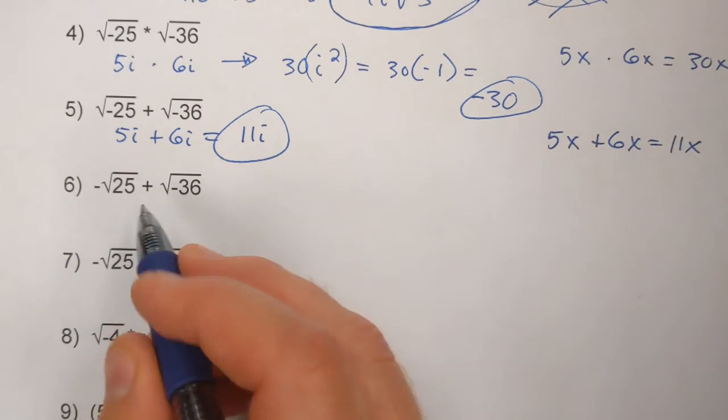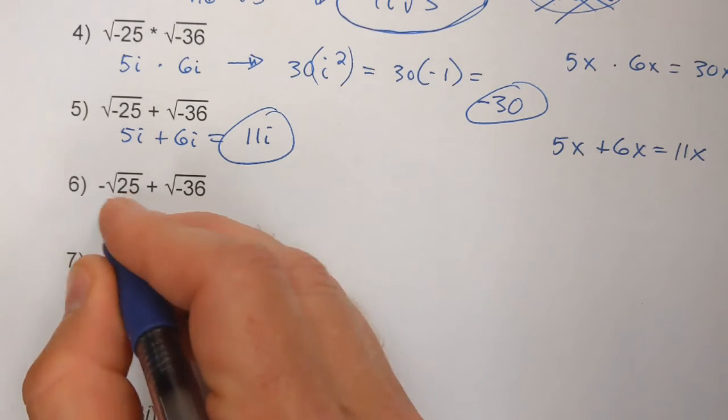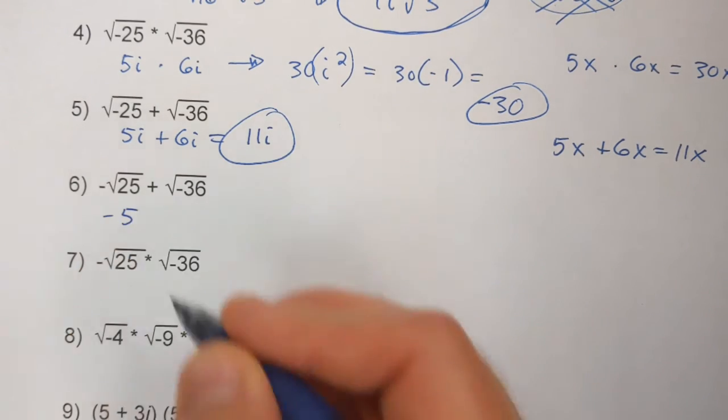Now, number 6. Here the negative sign is outside of my radical sign, so this is not going to be imaginary. This is just going to be negative 5.